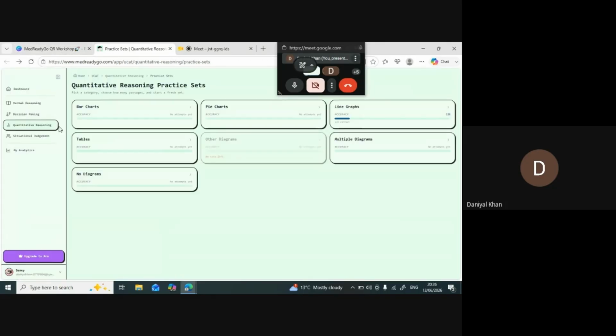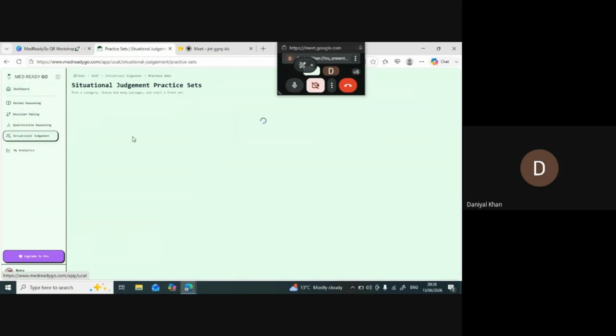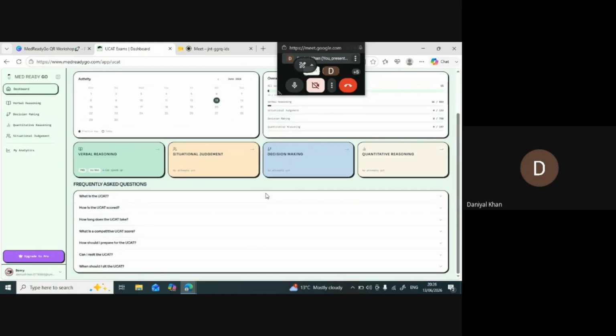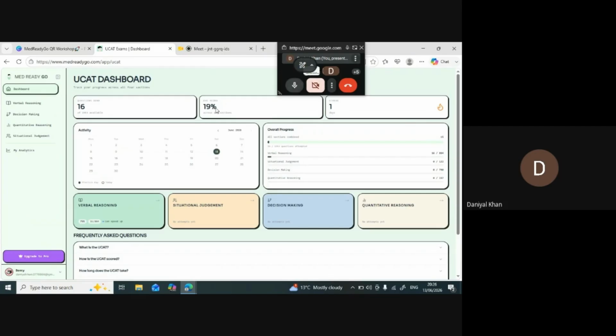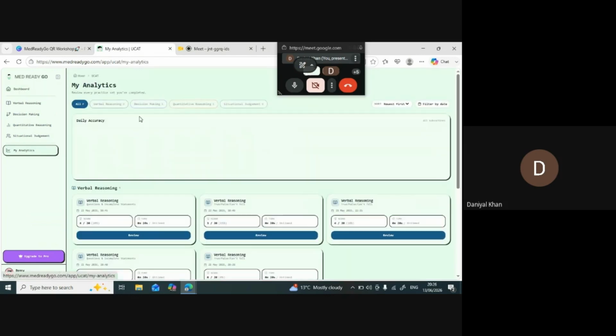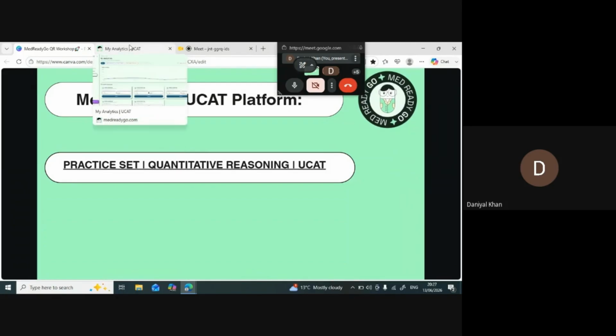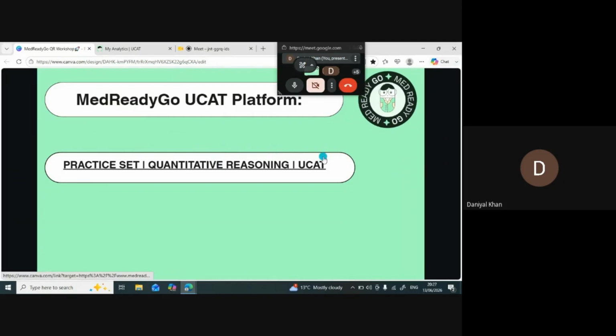The QR section specifically. We obviously have the verbal reasoning, decision making, situational judgment. We have the dashboard as well with all the activities so you can track your progress. And obviously streak as well, average scores, your analytics, just to see how you're doing. So obviously I did verbal reasoning and I skipped questions as well. But yeah, that's basically all that we have for the MedReadyGo website. So we have all 4 sections. We have questions as well. Obviously, alongside the workshops, it should prepare you for your UCAT.